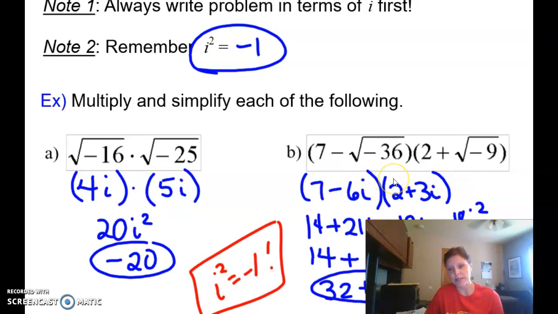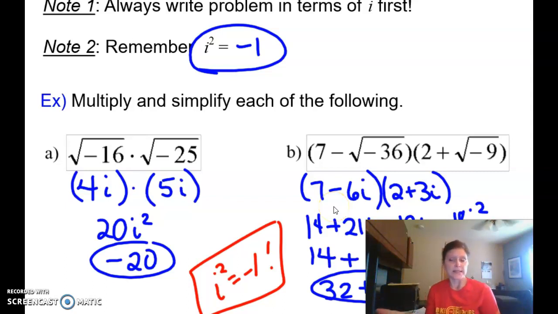Here's a little more complex problem. 7 minus the square root of -36. Again, change that square root to i form: minus 6i. 2 plus the square root of -9, change it to i form: plus 3i.